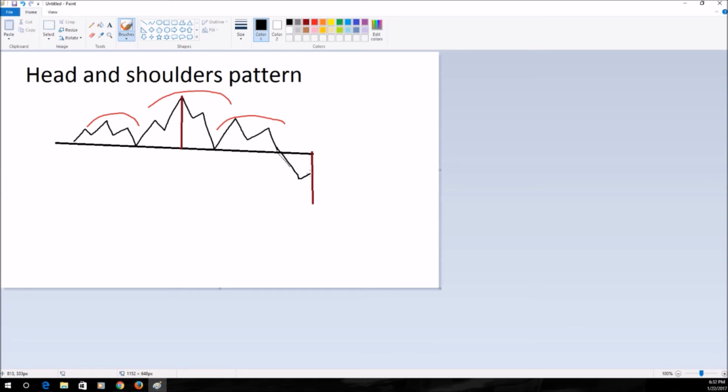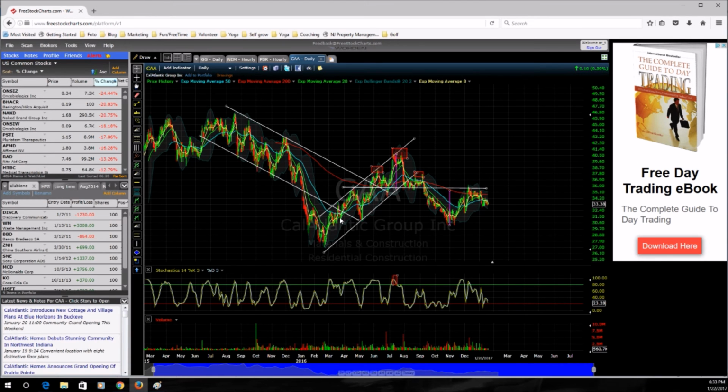So you may see something like this, and usually the price goes back up to the neckline, which was support, now it becomes resistance. But you have this distance, which is what is important to measure how low the price goes after breakdown from the neckline. So let's get back to our example.